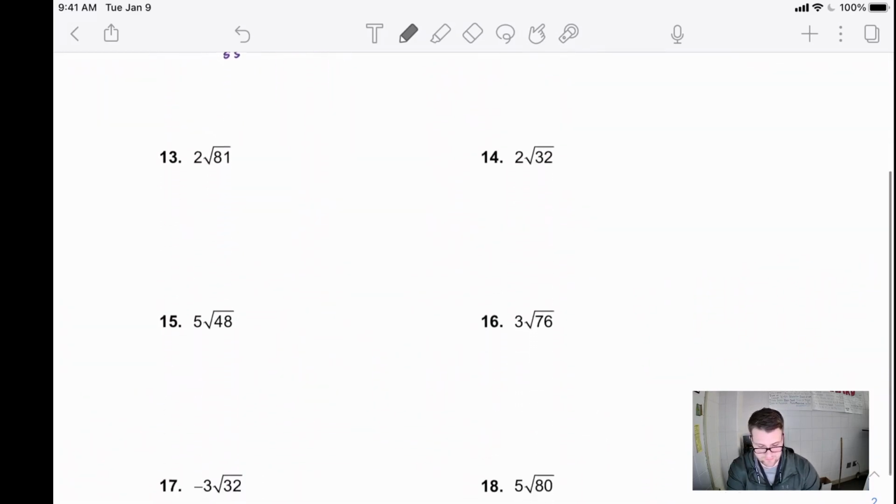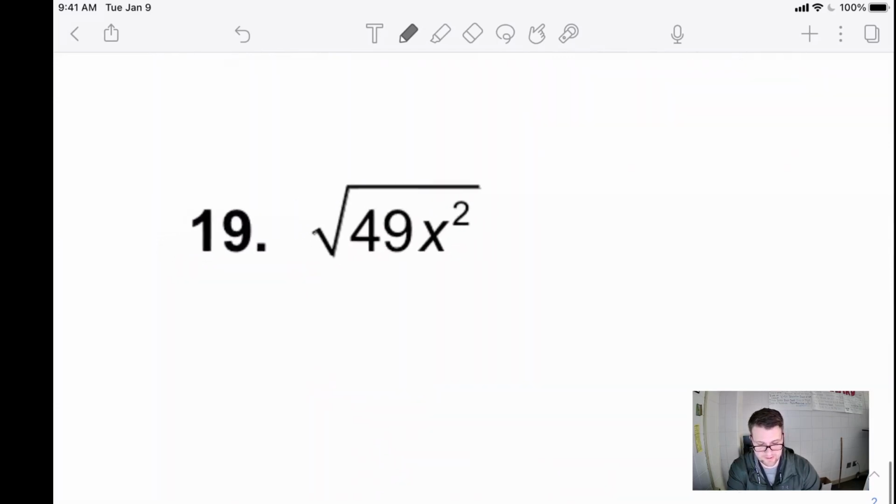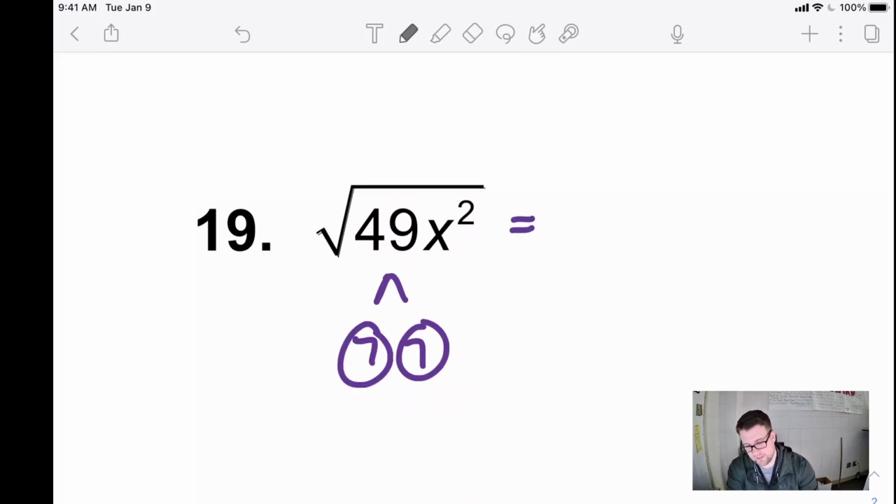Now, just looking through the rest of this, all of this looks pretty standard until you get to number 19. Number 19, we introduce a variable. Here's how you would handle it. Let's start with the number. So 49 would be 7 and 7. And neither of those get any smaller, so they're both ending numbers. So when I come over here to rewrite this, I'm going to have the square root of 7 times 7.